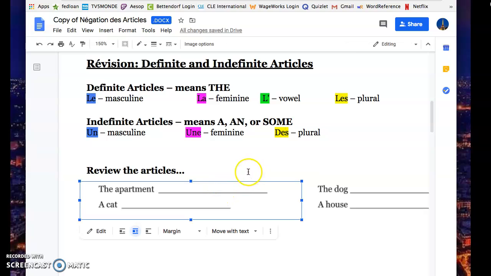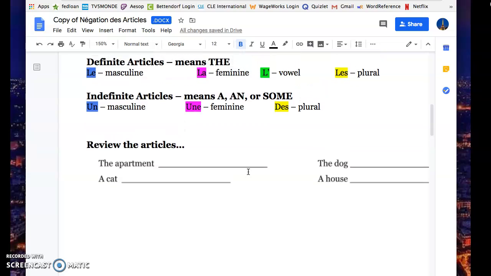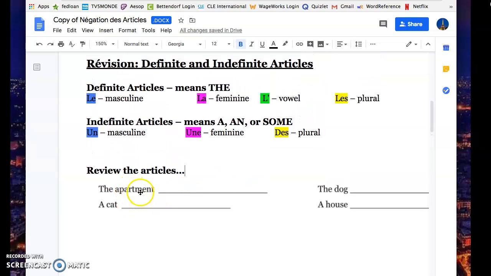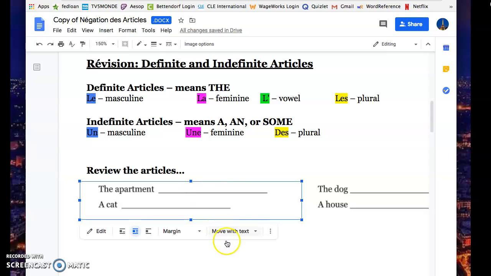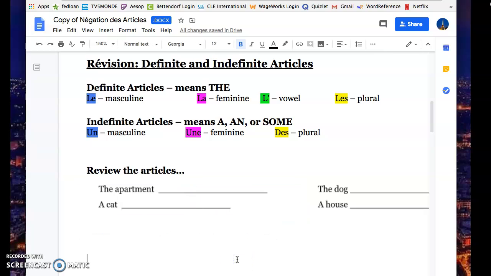Okay, so reviewing the articles. If I'm going to say the apartment, and this is an image, so it's going to be kind of weird for me to write this. I'm going to write it down here. The apartment is going to be l apostrophe, l'appartement. Why is it l apostrophe? There's 2 reasons. Number 1, it has to be l apostrophe because appartement begins with a vowel. It also has to be l apostrophe because it's the apartment, not a apartment or an apartment.